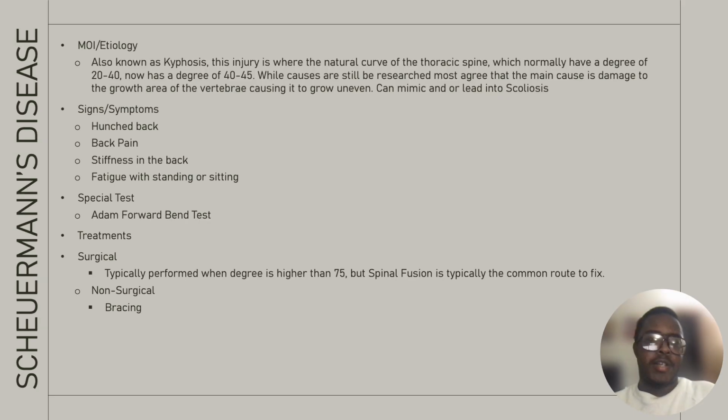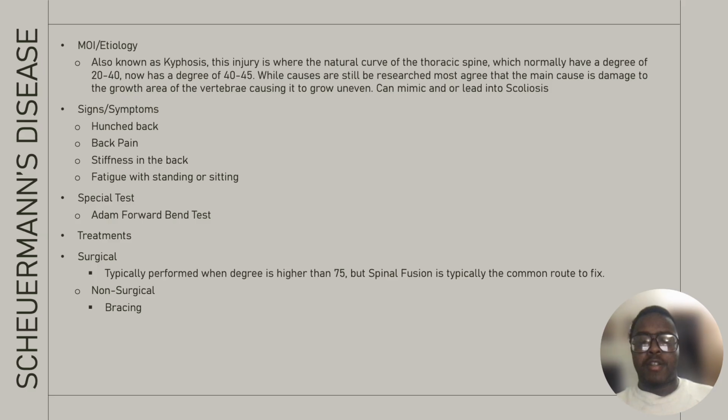Our final disease is Scheuermann's disease, or kyphosis, where the natural curve of the thoracic spine, which normally has a degree of 20 to 40 degrees, has now risen to a degree of 40 to 45 or even greater.